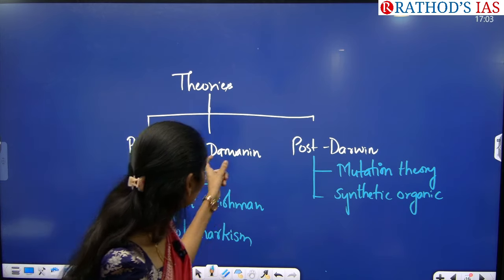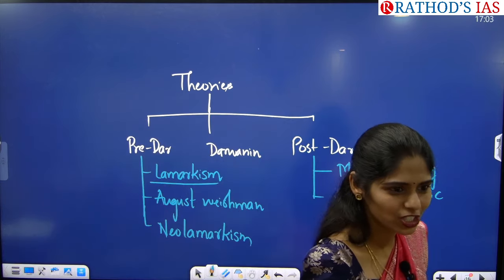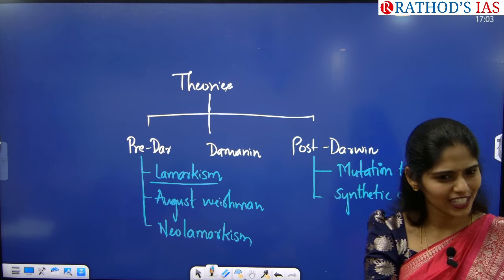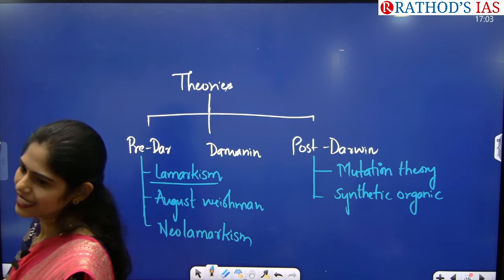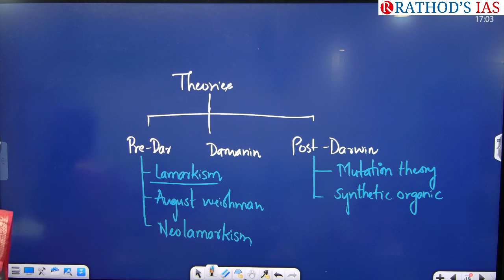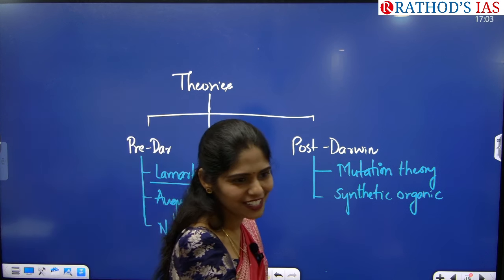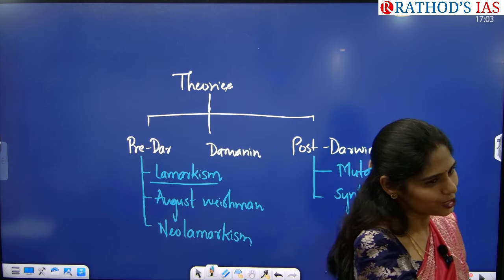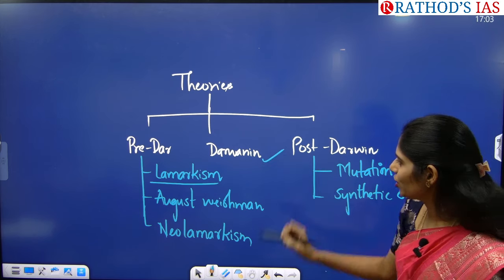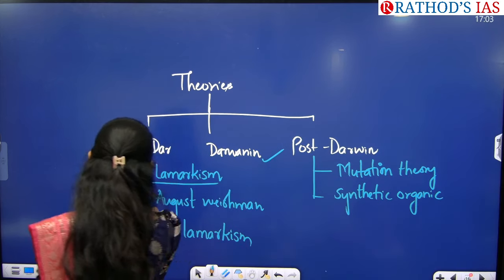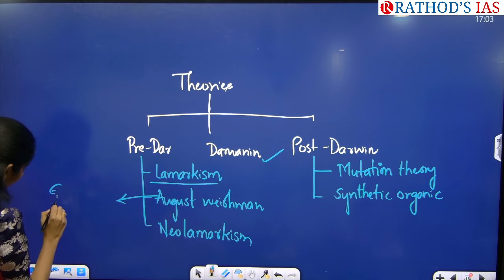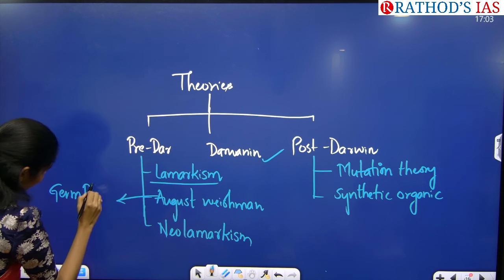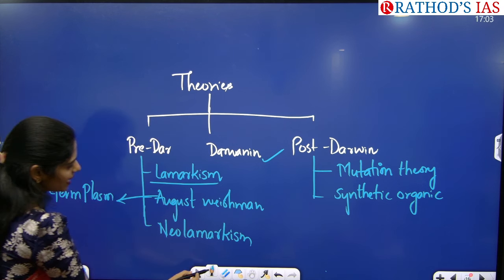Is that new? Okay. Do you know what Darwin said? Natural selection. What is natural selection about? Survival of the fittest. That means any organism which is adapted to the living conditions will survive, or else it will be eliminated. That is called the natural selection theory of Darwin. August Weismann, he talked about this germplasm theory. So what is this germplasm?